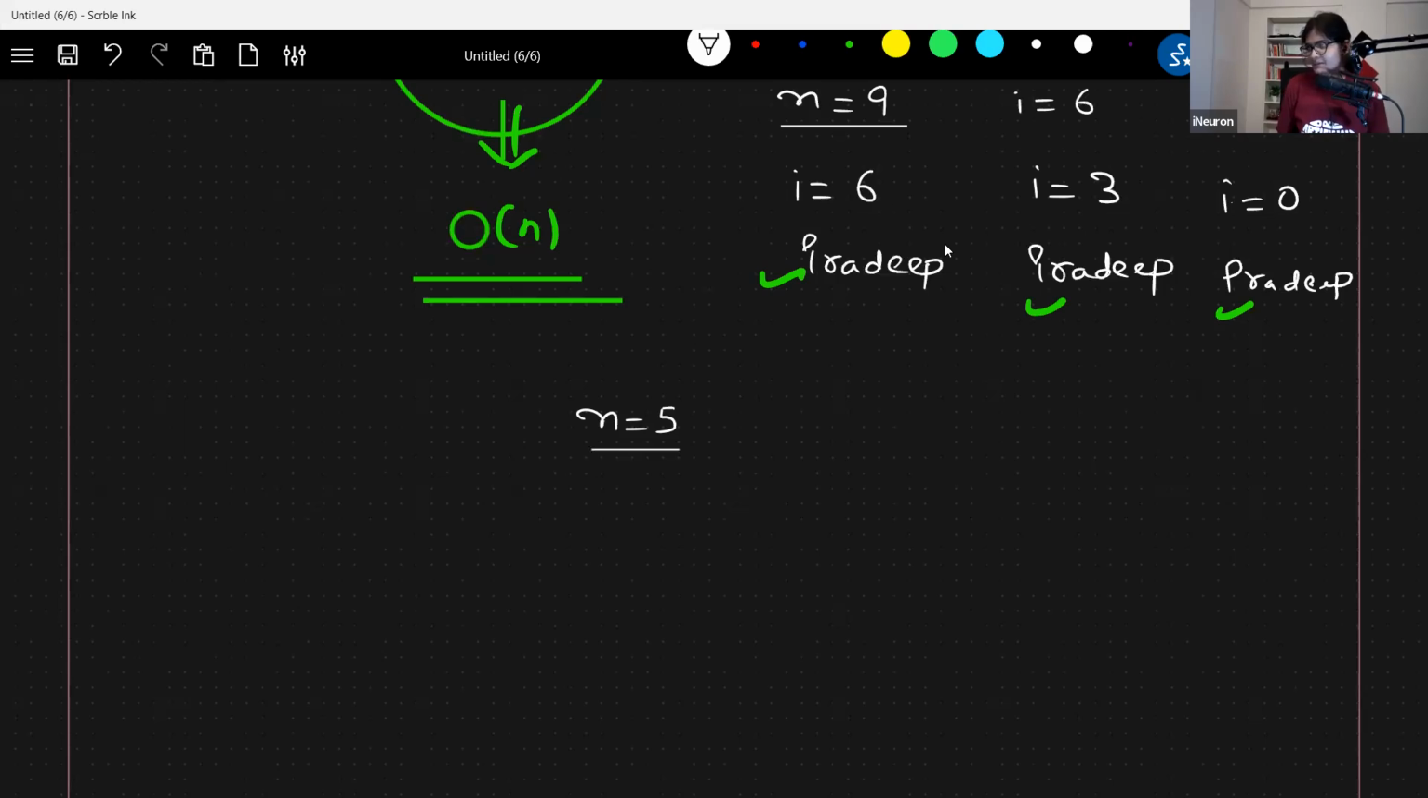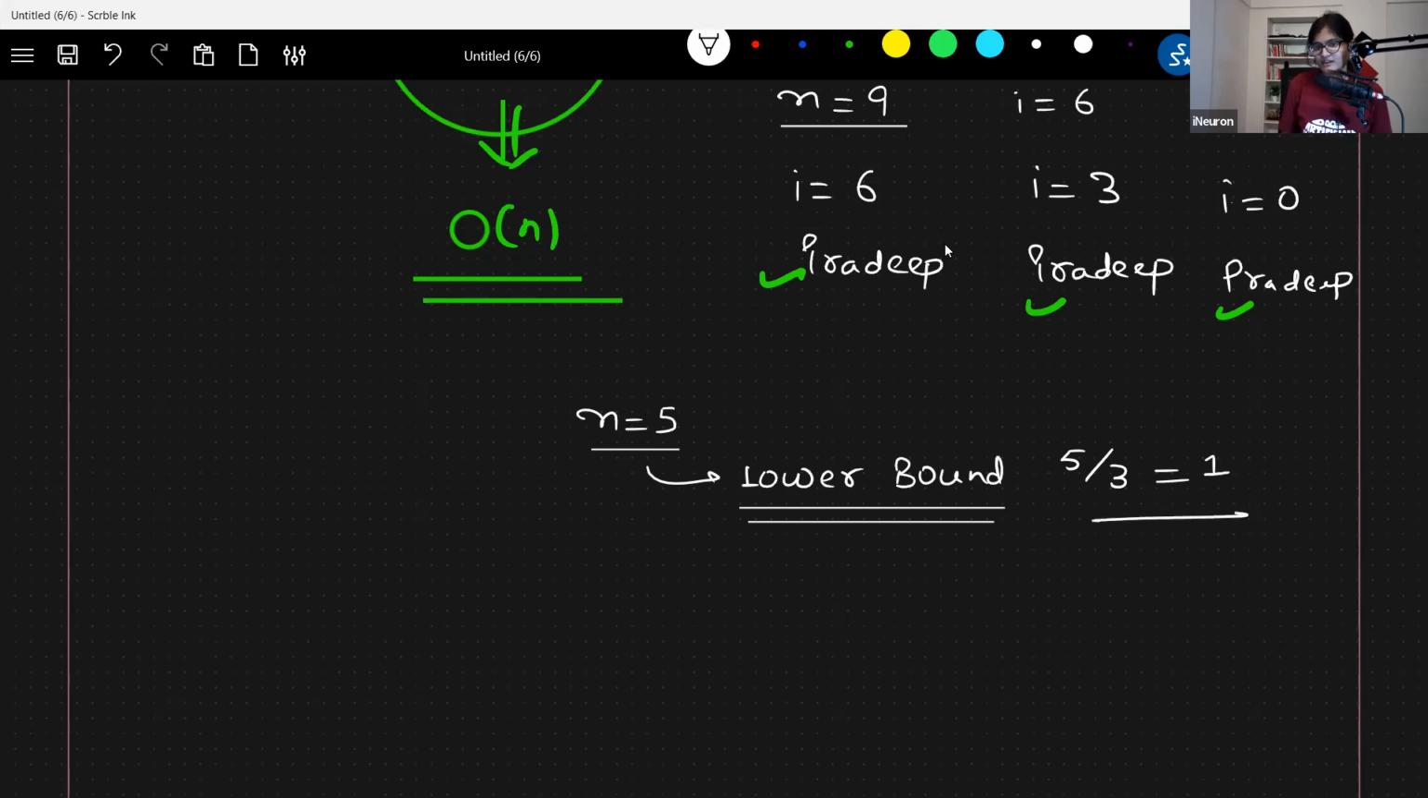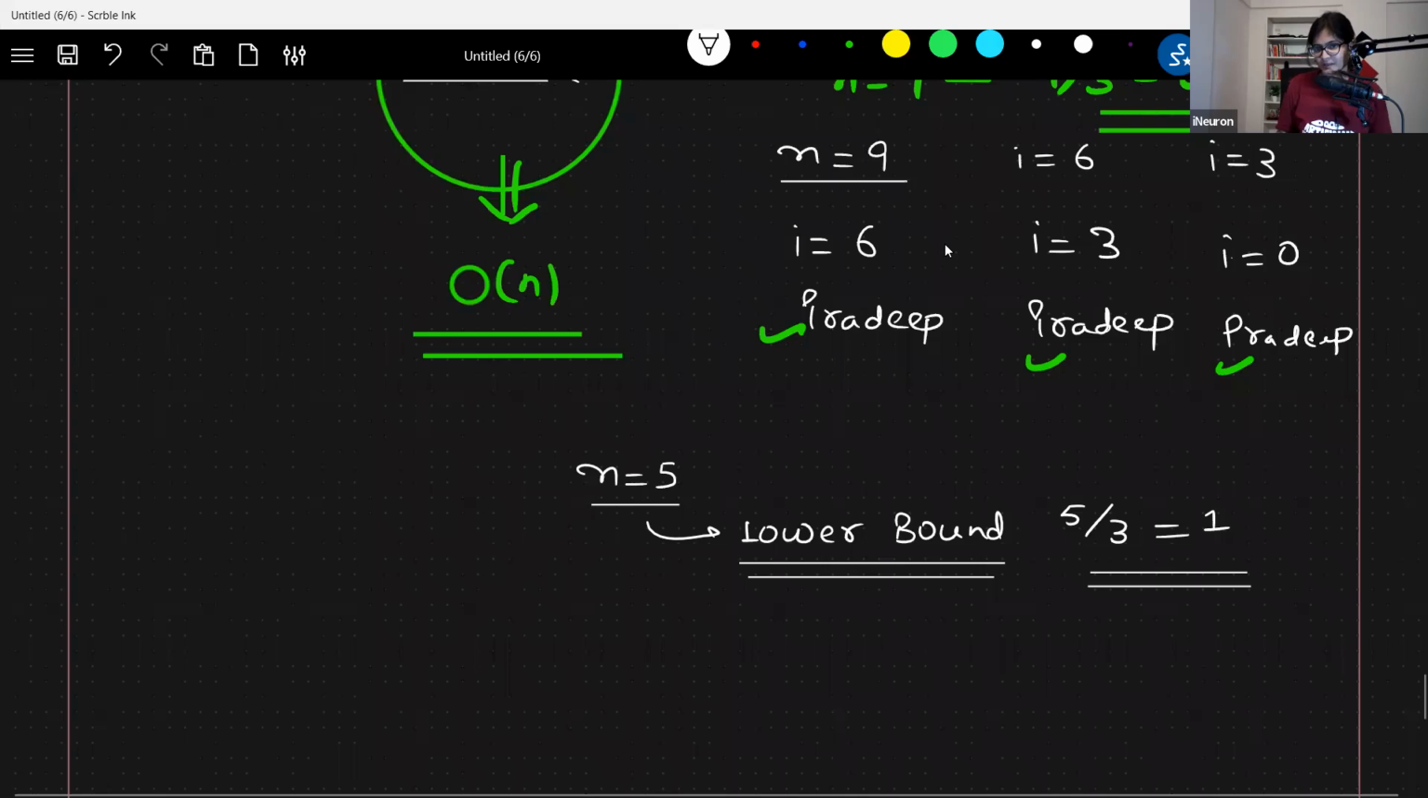What will happen? When we divide the number, it will give the lower bound. Lower bound of that number. That's it. So 5 by 3. What is the lower bound of that? Anyone? Right? So only one time it will go inside that and will print the value as Pradeep.